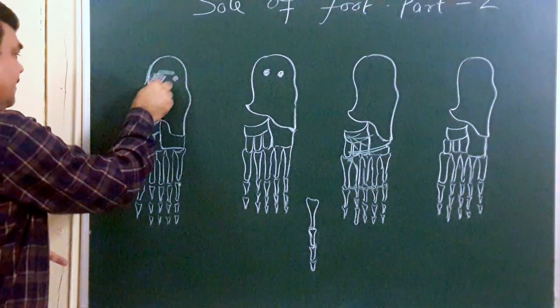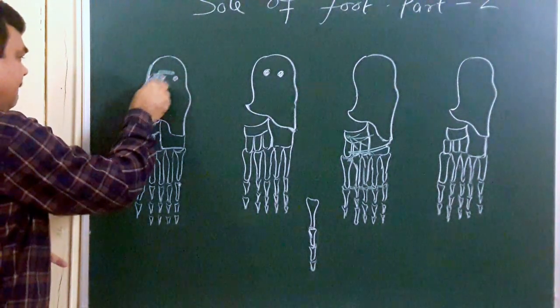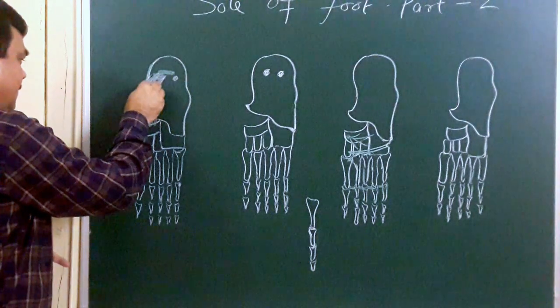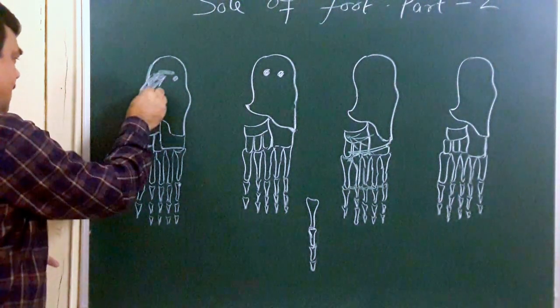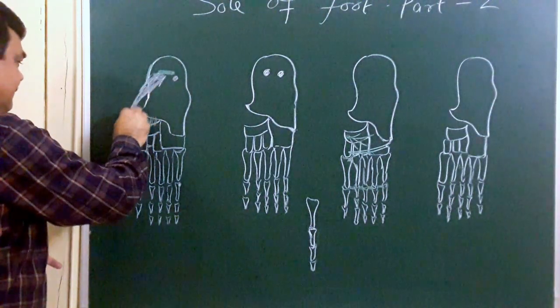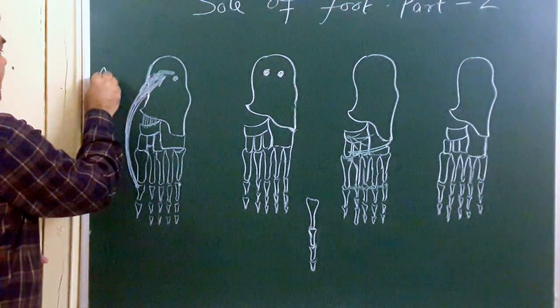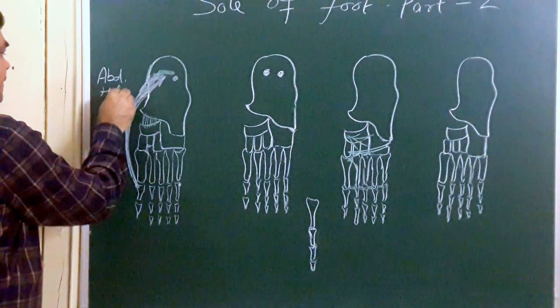From here, the muscle takes origin, that is abductor hallucis. This muscle is abductor hallucis.